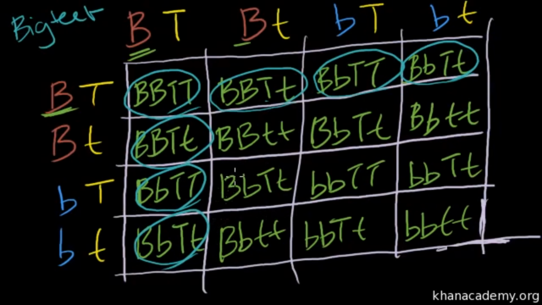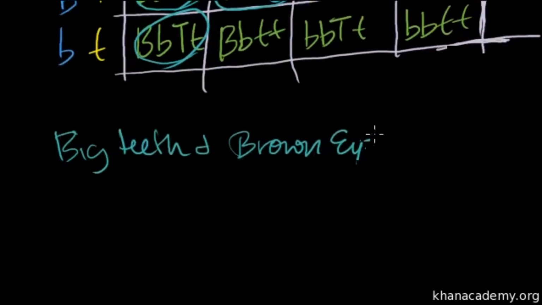And let me see, is that all of them? No, this is brown eyes, little teeth. This is brown eyes and big teeth right there. And this is also brown eyes and big teeth. They're heterozygotes for each trait, but both brown eyes and big teeth are dominant. So these are all phenotypes of brown eyes and big teeth. So how many of those do we have? We have 1, 2, 3, 4, 5, 6, 7, 8, 9 of those. So we have 9 brown eyes and big teeth.